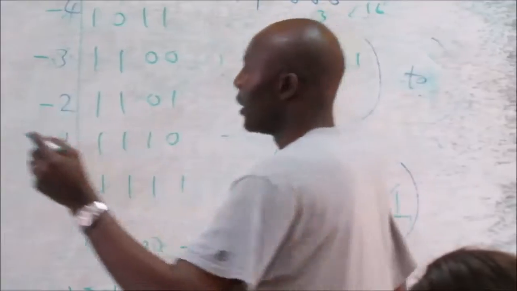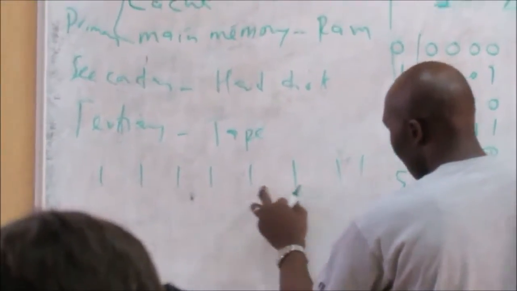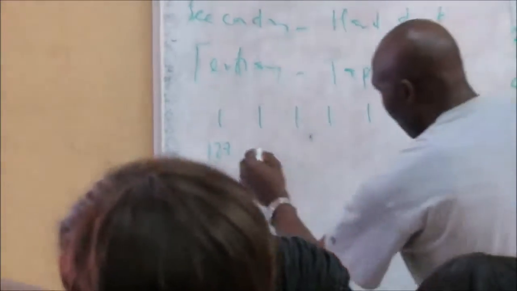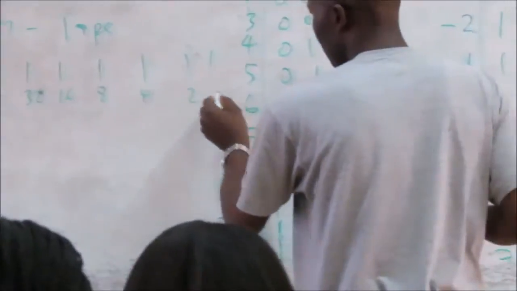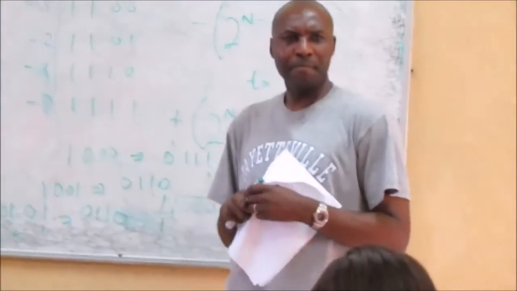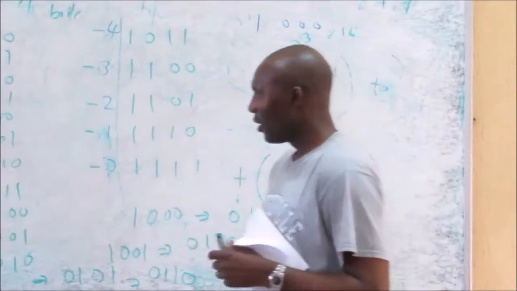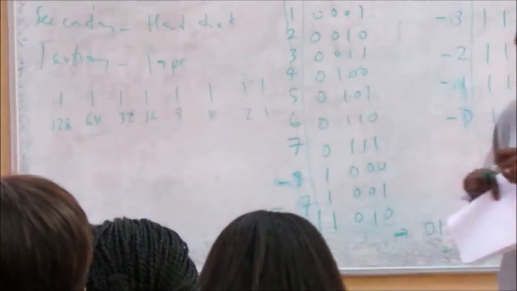The fact that if you have 1, 1, 1, 1, 1, assuming this is for 8 bits: 1, 2, 3, 4, 5, 6, 7, 8. This is 128, then 64, 32, 16, 8, 4, 2, and 1. Whatever is here is just starting from one.